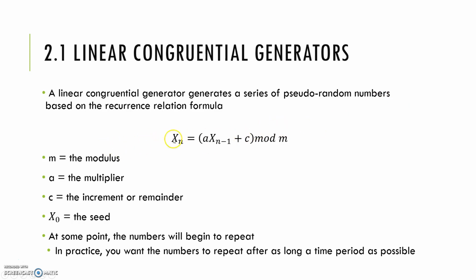So here, I'm just going to talk real quick about what each of these parts of this formula are. M is the modulus here, and this also ends up being the period. And we'll talk about that in a second. A is the multiplier, C is the increment or the remainder, and x sub 0 is the seed. And this is where these become hard to predict. If you don't know the seed, you're not going to be able to predict what the next number in the series is, and that's why they're considered pseudo-random. At some point the numbers will begin to repeat. So in practice you want the numbers to repeat after as long a time period as possible.